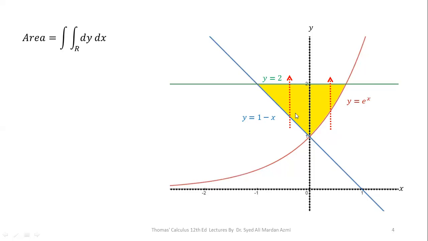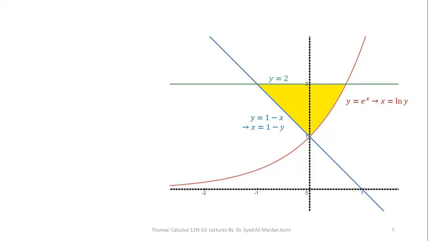So we have to check the other possibility also. Now, if we take x as our inner variable, then we have to pass a horizontal arrow through this region. If you pass this horizontal arrow from any point of the region, then your lower boundary is y equal to 1 minus x and upper boundary is e raised to power x. There is no change in boundaries. There is no change in the values of upper or lower limit. So this is the best choice to calculate area of this region.